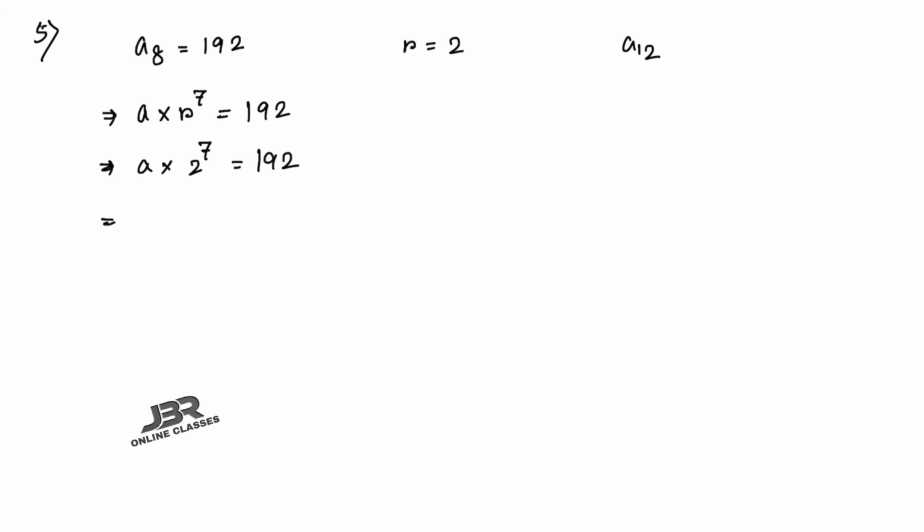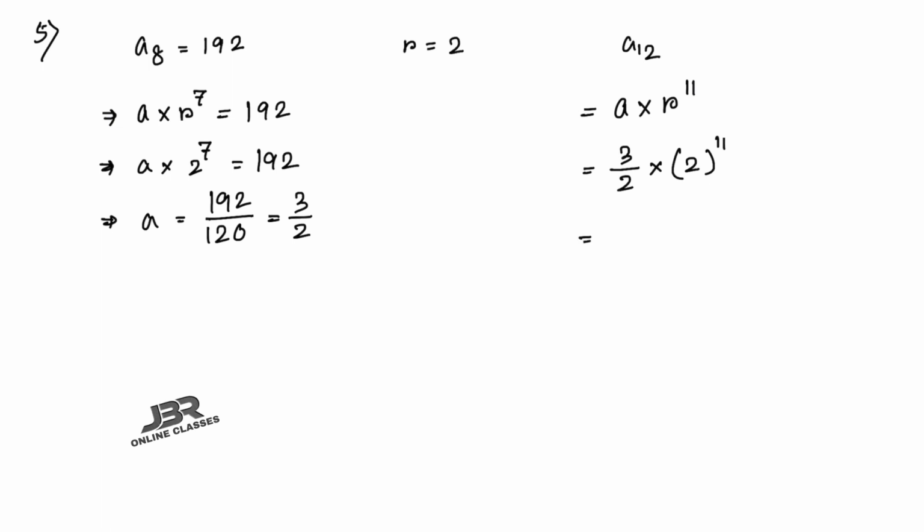Okay, now next, a equals, as 2 to the power 7 means 128, so 192 divided by 128 equals 3 by 2. So a equals 3 by 2. You have to find out a12. A12 means a times r to the power 11. So 3 by 2 times 2 to the power 11. Okay, so 3 times 2 to the power 10. So 2 to the power 10 means 1024 times 3, so 3072 is your answer.